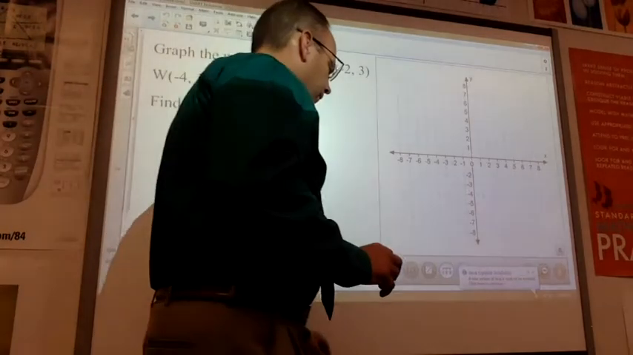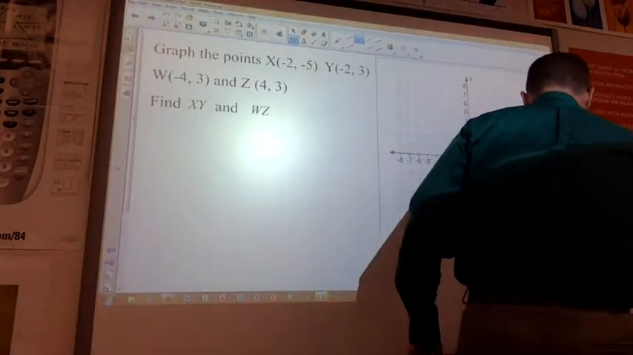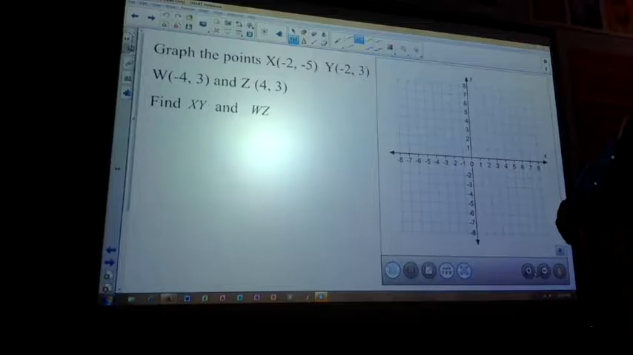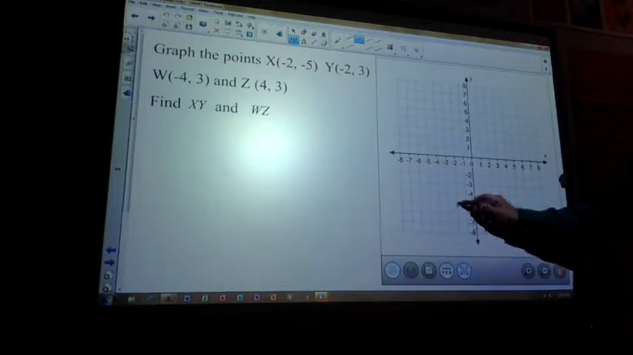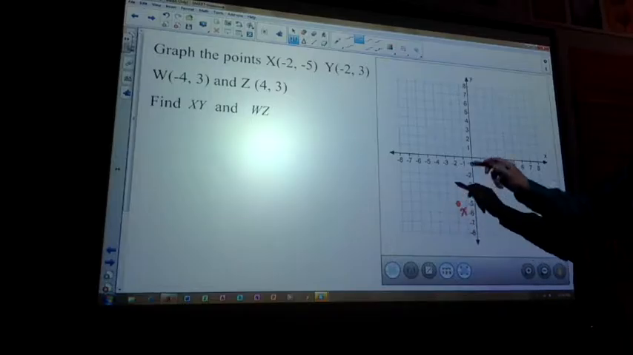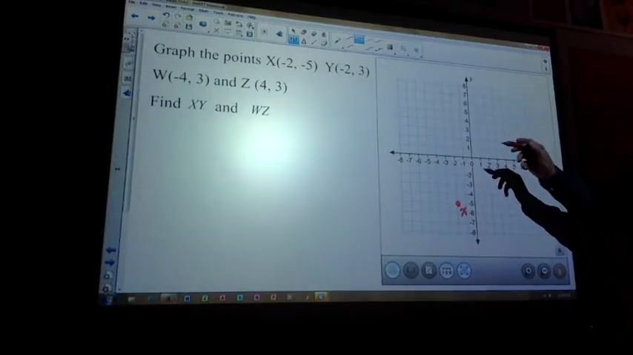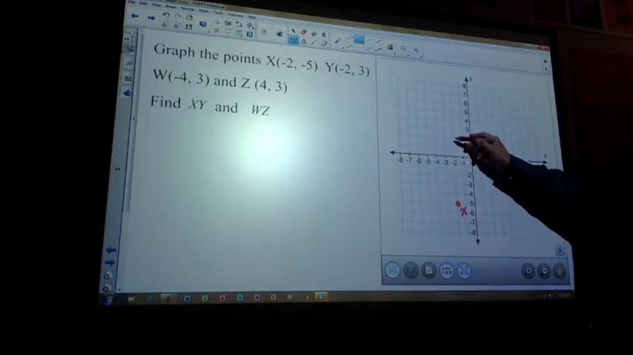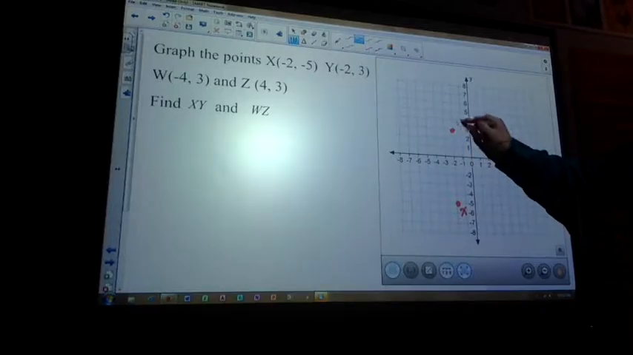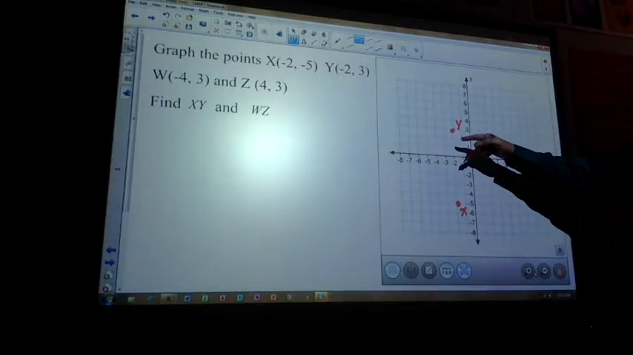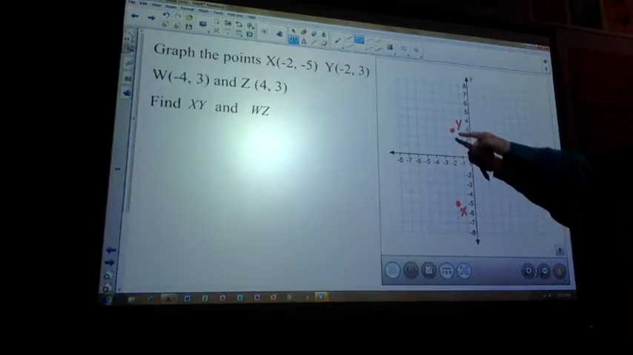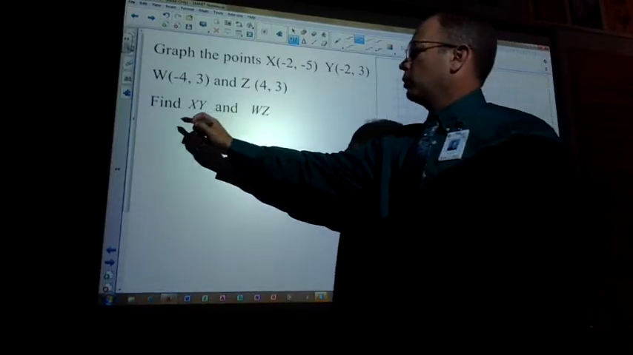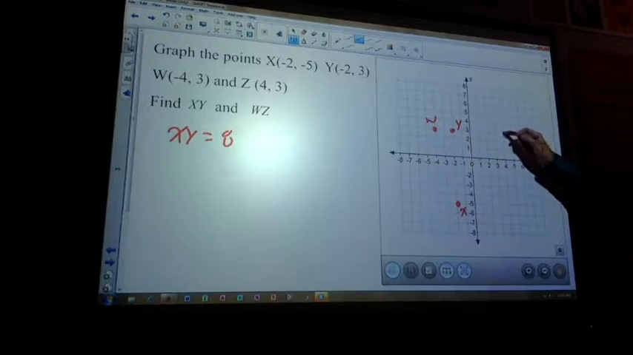All right, this, I believe, was the problem that we left off on. So we had points -2, -5, which is down here, and that's x. And then we had, so this is yesterday's notes that we didn't finish, -2, +3. That's y. And they ask us to find xy. Well, how far is that distance? 1, 2, 3, 4, 5, 6, 7, 8. So xy as a distance is 8.